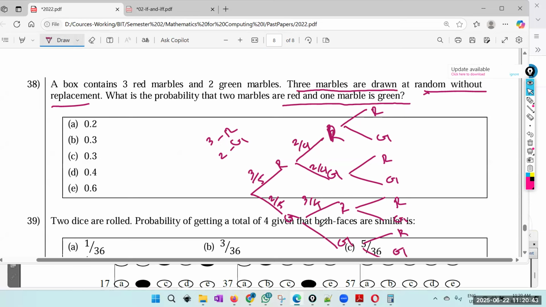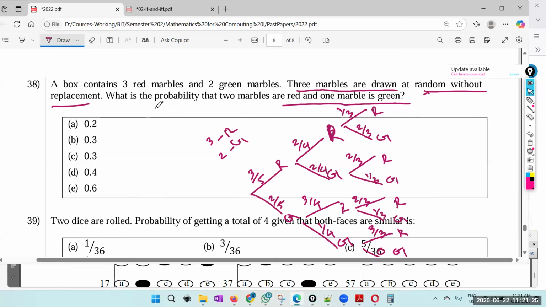Now green marble is used, 1 out of 4. Now this is both red, 2 reds are already used, 1 out of 3. 2 out of 3. This is 1 red and 1 green is used. 2 out of 3. 1 out of 3. So green and red is used. Now this is red, 2 out of 3. Green 1 is used, 1 out of 3. Both green are used. This is 3 out of 3. And this is 0, because both greens are used.